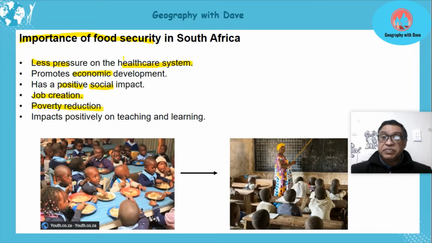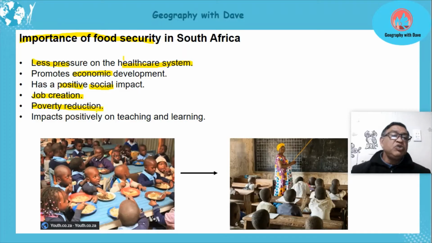Poverty reduction, of course. If you are well fed with nutritious food, etc., you are more active. You can be employed. We're using education institutions, etc., that will be more productive, creating more people who are educated that can get better jobs or get jobs, etc. So all these factors can result in poverty reduction. And it's also a factor of the importance of food security in South Africa.